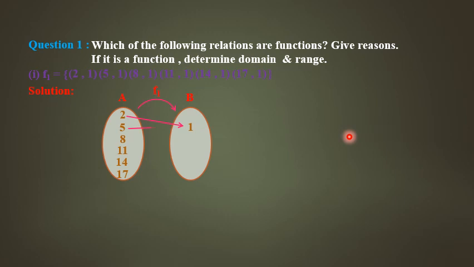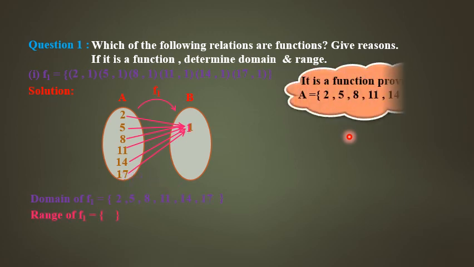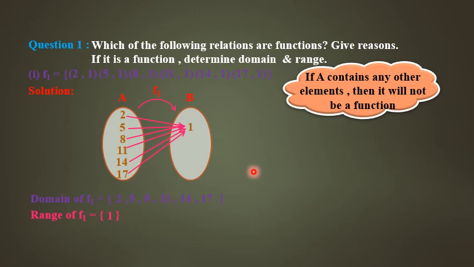2 to 1, 5 to 1, again this one, they are all connected with 1, so you can say it is a function. Domain is 2, 5, 8, 11, 14, 17, and the range is the singleton 1. So it is a function provided 2, 5, 8, 11, 14, 17 is the set. If they said this is the only set, then it is okay for us, but generally they have to mention the sets. If A contains any other element, then it will not be a function.